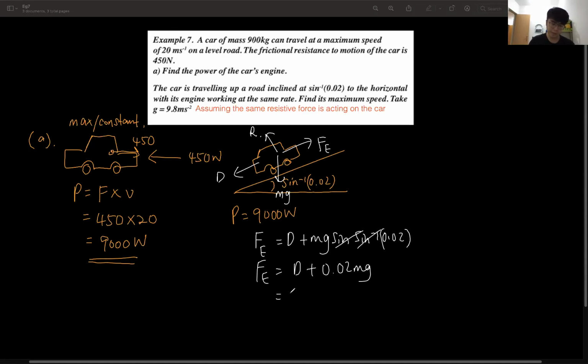Okay, put in the values. Same, we assume same resistive force, 450 plus 0.02, and then we have the mass of the car, 900, into 9.81, equals 626.58 Newton.